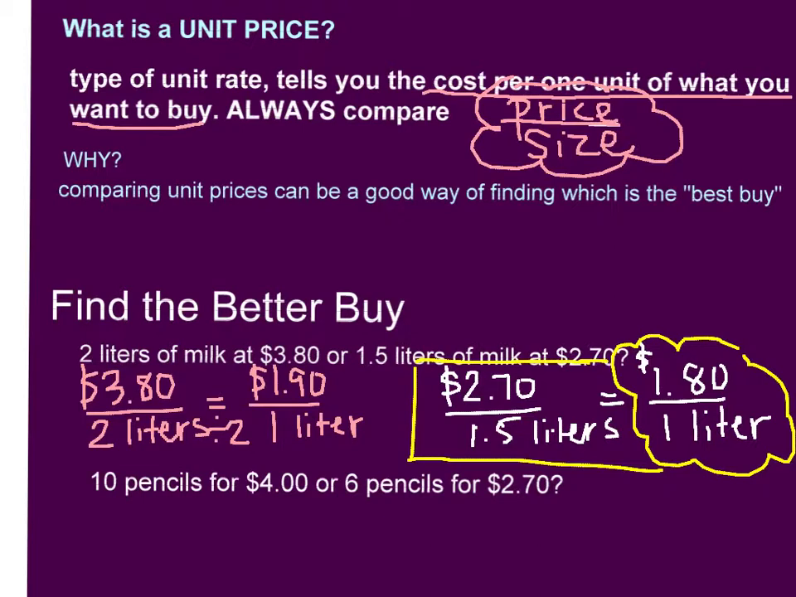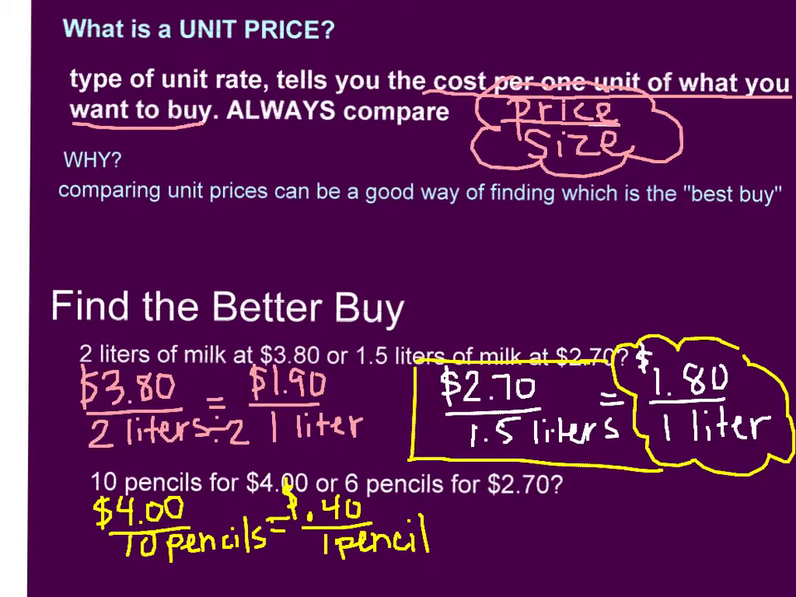We can also use it for things like packs of pencils. So here's our next example where 10 pencils cost $4. So we're first going to set it up price over size. So we have $4 for 10 pencils. And we're going to find the unit rate. So that's dividing away 10, which really is moving your decimal place back 1 spot. So it's 40 cents per 1 pencil.